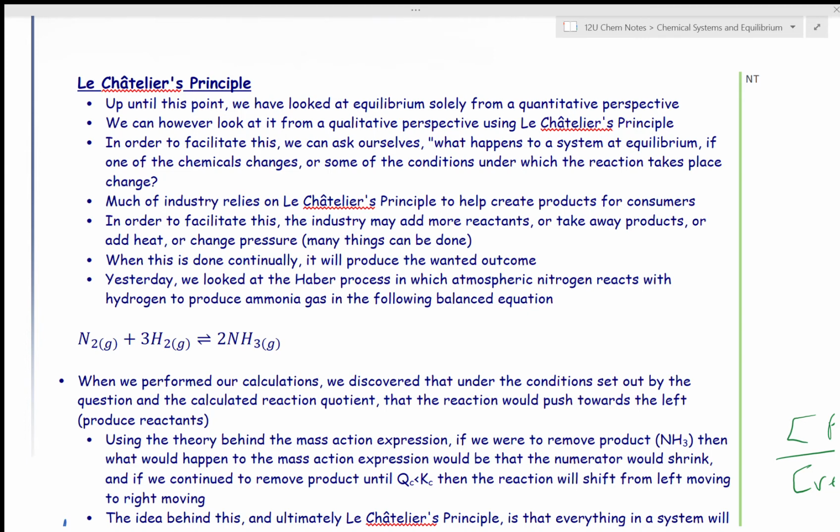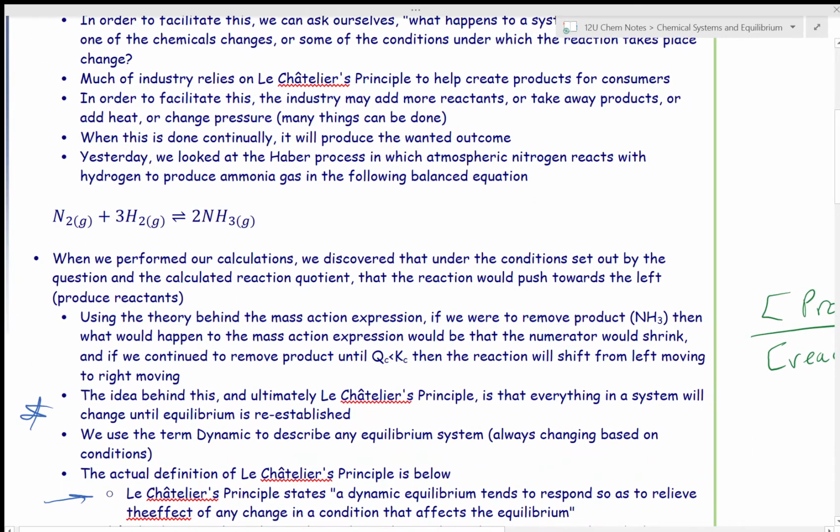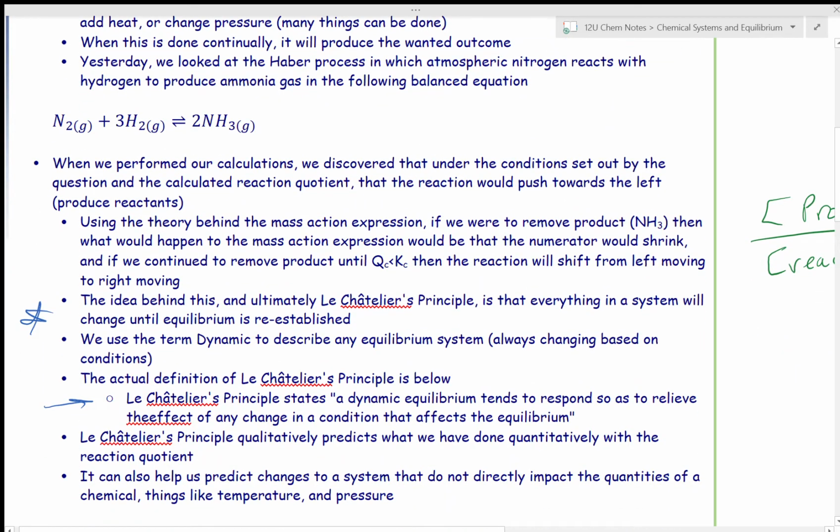When this is done continually, you're going to make more of your product, which is ultimately the name of the game. You want to make as much product of whatever it is that you're trying to create so that you can sell more and more and more of this product. So last day, you guys looked at the Haber process, which took atmospheric nitrogen and reacted it with some hydrogen, as shown in this equation here, to produce ammonia. So imagine now I'm a producer of ammonia. I have a business and I am a producer of ammonia. Of course, I want to produce as much ammonia as possible.